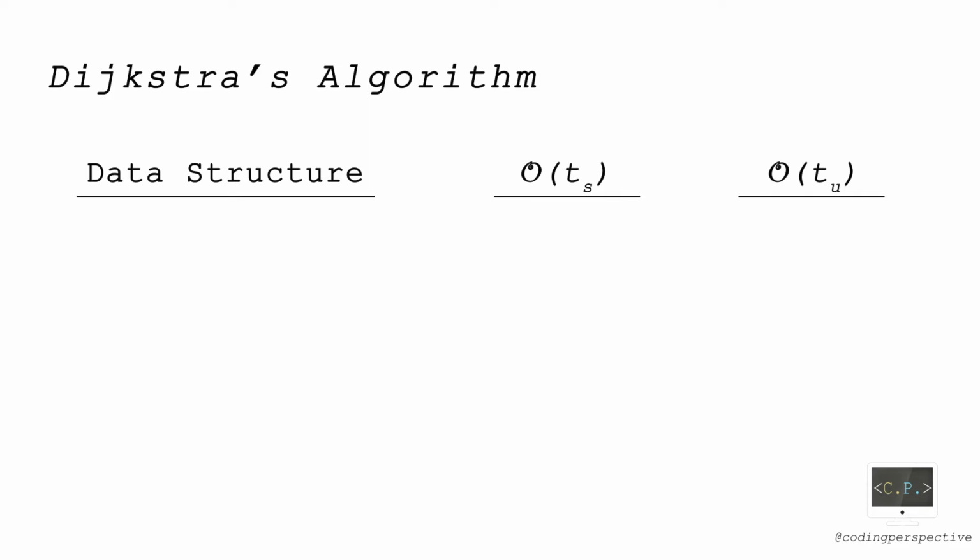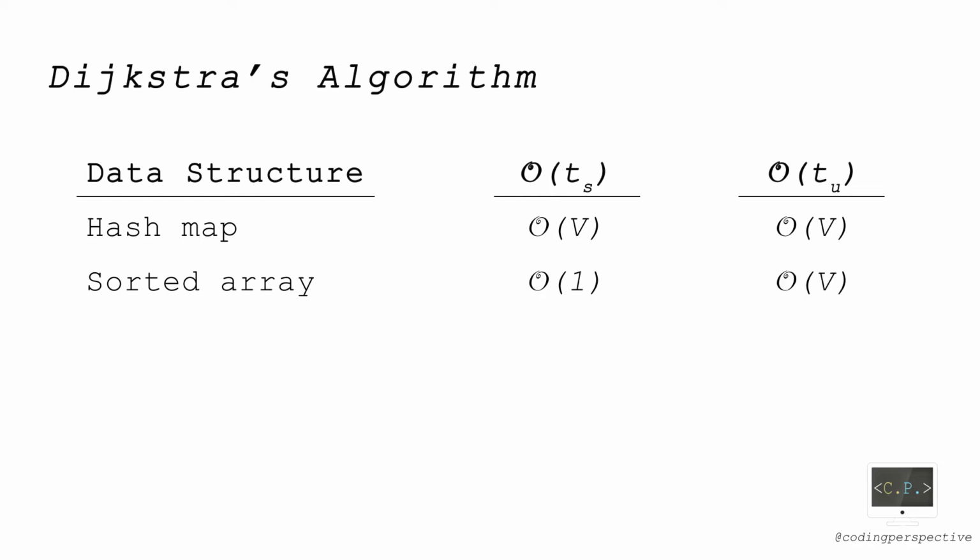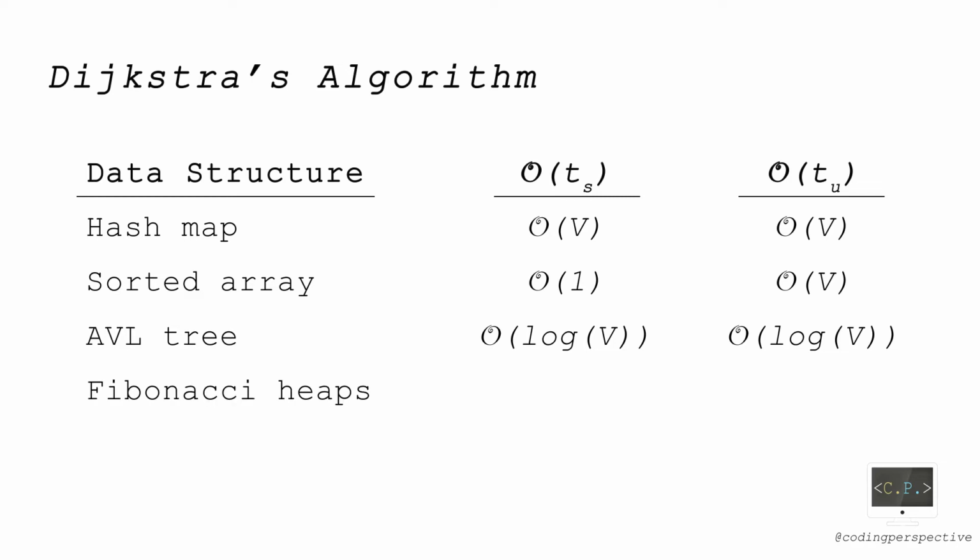Let's consider the possible data structures to find the complexities of finding and removing the minimum, as well as updating the shortest paths. Here we compare the worst case scenarios. The first option is using a hash map. It's basically mapping keys to values, like using a dictionary in Python. In this case, ts and tu are order of v. If we use a sorted array, like an ordered list in Python, we can easily identify the minimum value in the list, so that the complexity of ts is just order of 1. For an AVL tree, which is a self-balancing binary search tree, the complexity is order of log v for both ts and tu. Lastly, for Fibonacci heaps, which is a collection of heap order trees, the complexity is order of log v for ts, whereas it's order of 1 for tu.